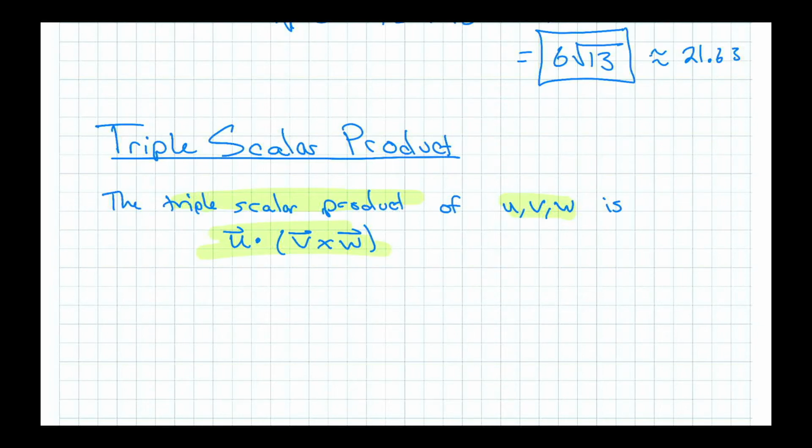Where is, they're not giving me the identities. Oh, that's super annoying. Oh well. Yeah, I guess they only give you this one. The only identity they give you is that this is also equal to u cross v dot w, if you want.